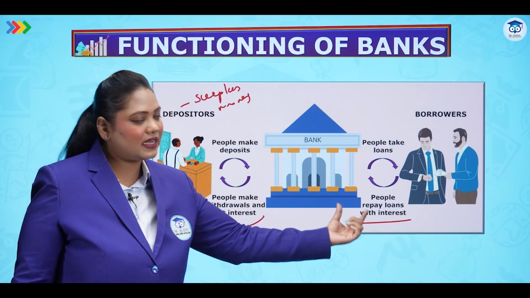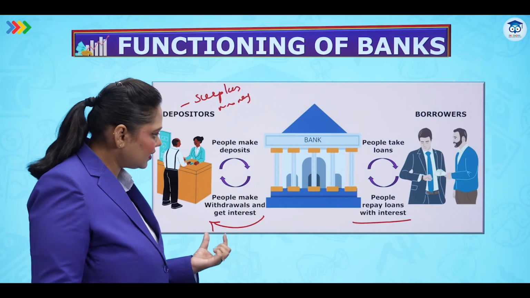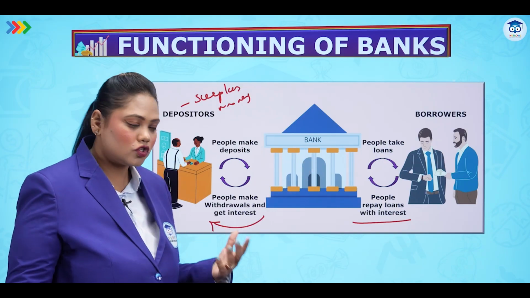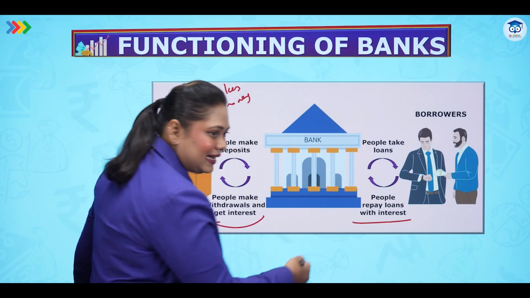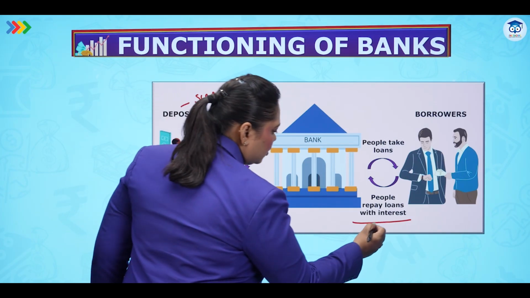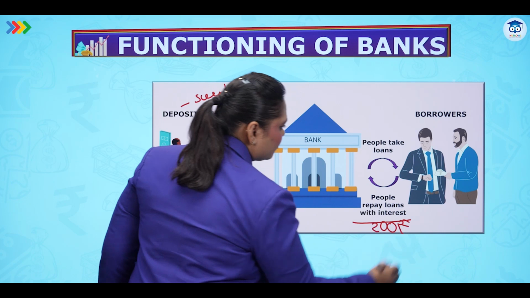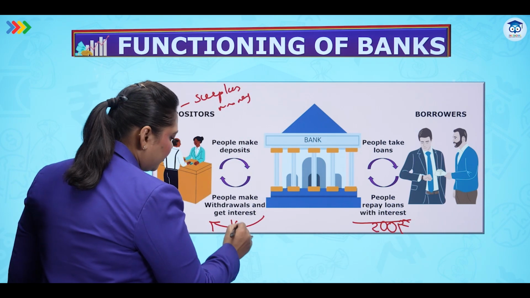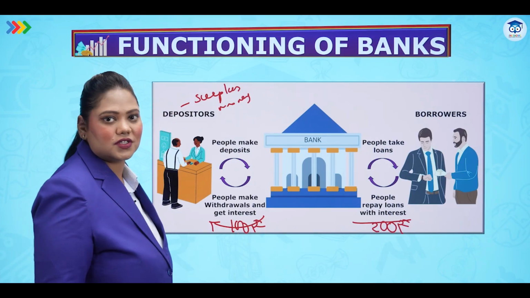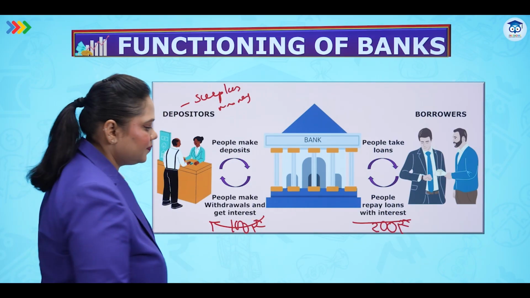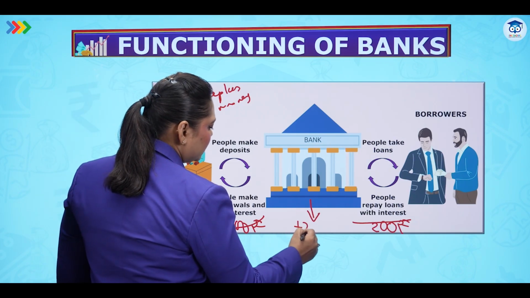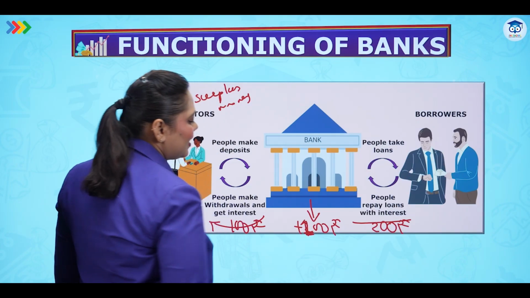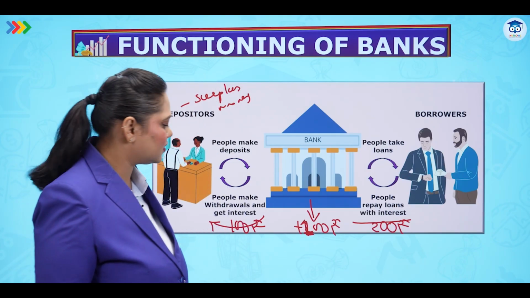The difference between what the bank is earning, giving them and taking from them, is what the bank earns. So let me give you an example. Suppose the bank is taking 200 rupees extra as interest from the borrowers, but it is giving only 100 rupees as interest to the depositor. Let's see the difference of 100 and 200. The bank earns 100 rupees as its money. This is its earning.